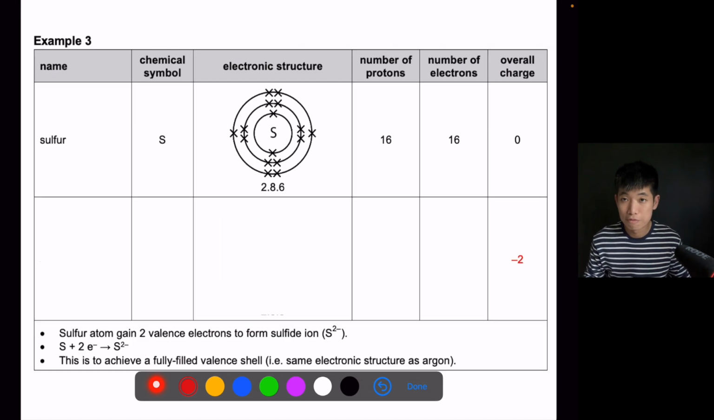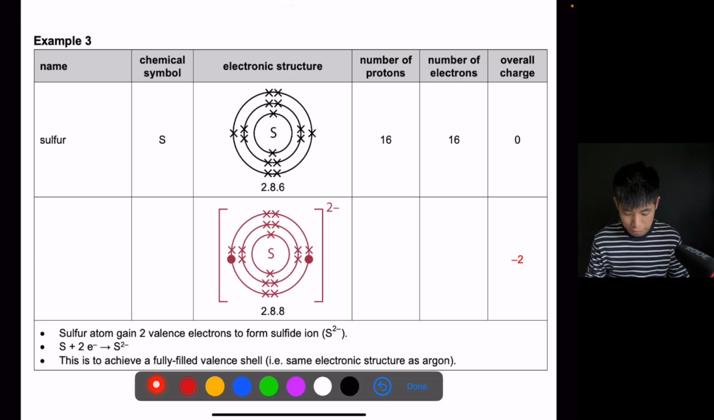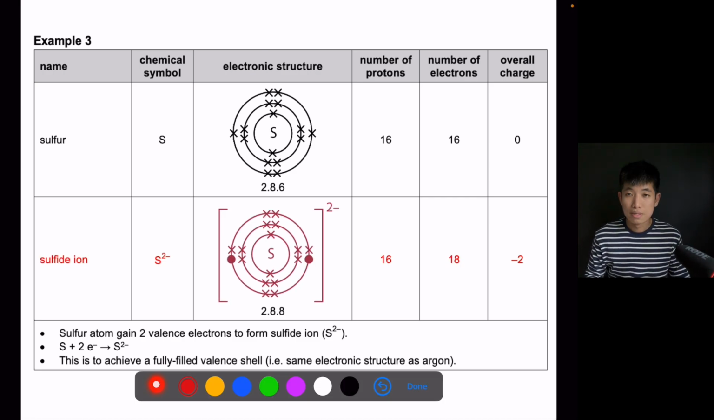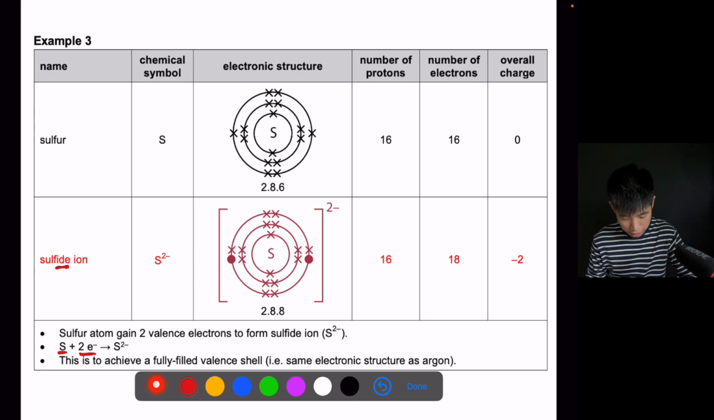How do you think the sulfur atom will form an ion? Pause the video and give this a try. Since sulfur has 6 valence electrons already, it will need 2 more to have a fully filled valence shell. Therefore, sulfur gains 2 electrons. The resulting ion is called the sulfide ion, IDE again. So the sulfur atom gains 2 electrons to form the sulfide ion. Since it has 2 more electrons than protons, it has a negative charge of -2.